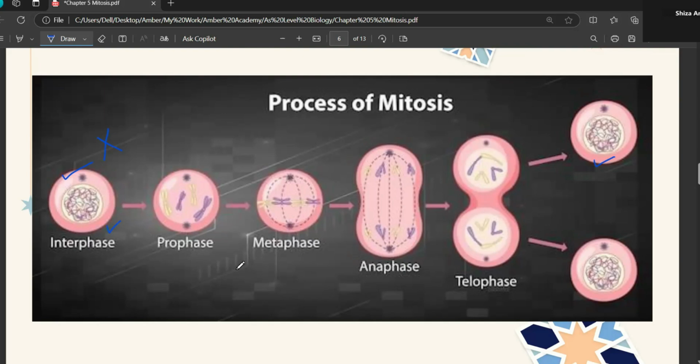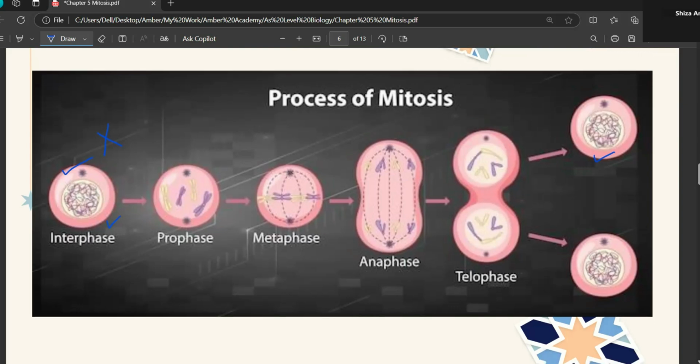So for now we've just studied about interphase. Now we are moving towards the main mitotic cell cycle, which will start from prophase and end at telophase. Mitotic cell cycle has four main stages, and we need to know the details for all of them: prophase, metaphase, anaphase, telophase, and then last is cytokinesis.